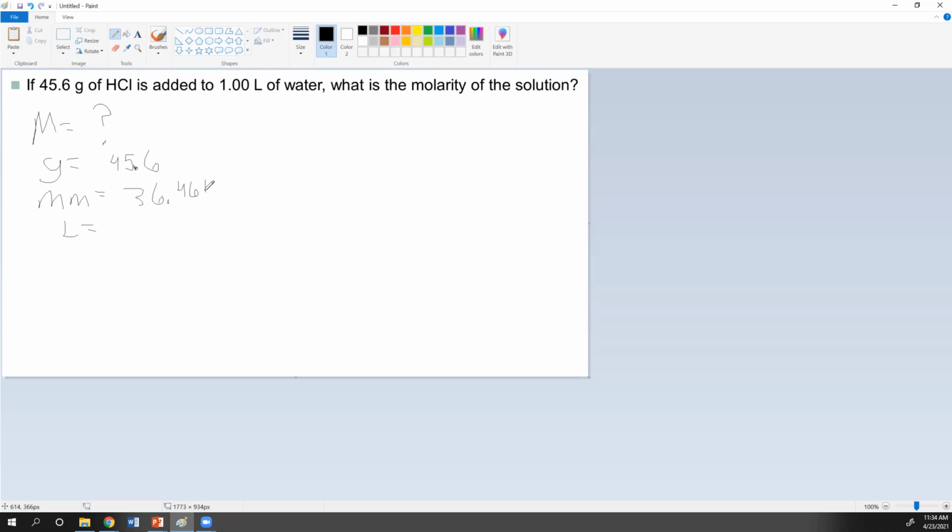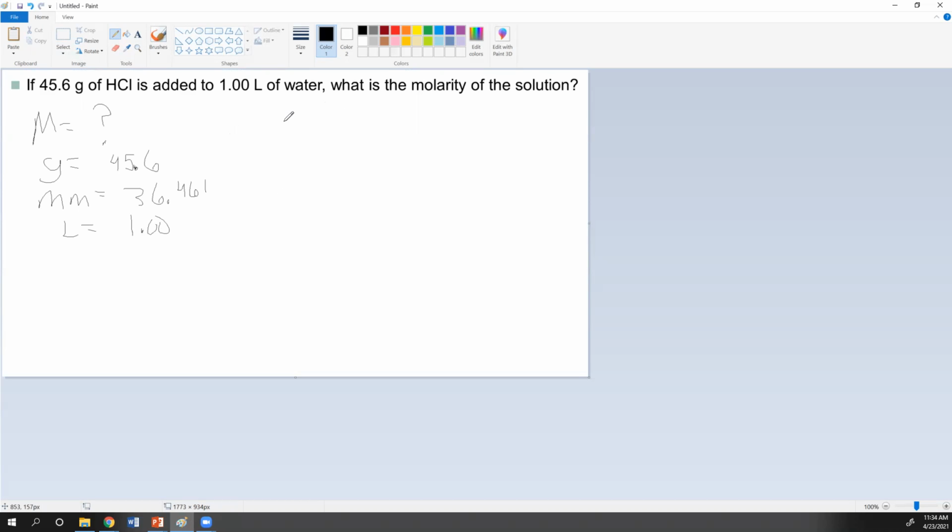So remember when I'm doing molar mass, I care about the decimals. Chlorine had 3 decimals. Hydrogen had 5, so I need 3 decimals in my answer. And now what about my volume? What about my liters? 1.00. Because keep in mind, water is the solvent. So when you find the molar mass, you find the molar mass of the thing being dissolved.